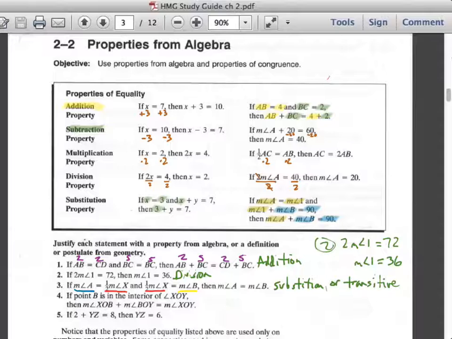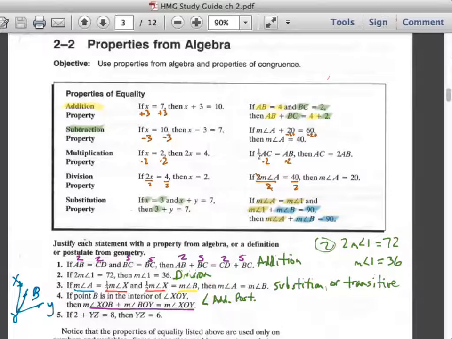I'll give you a hint. It's not on this page. It's something we did earlier. It's the angle addition postulate. It may help you to see a diagram here. If you have angle XOY here, and then B is in the interior, then you have angle XOB plus angle BOY equals measure of angle XOY. That's when you're adding smaller angles to make bigger angles. That's the angle addition postulate. Also remember the segment addition postulate works the same way.